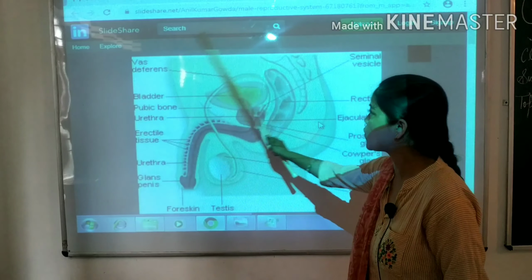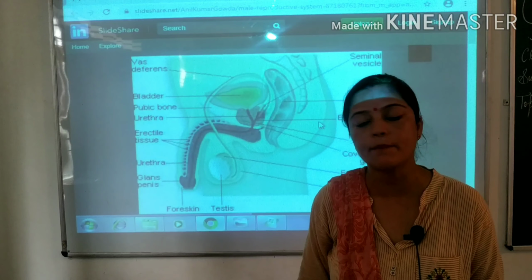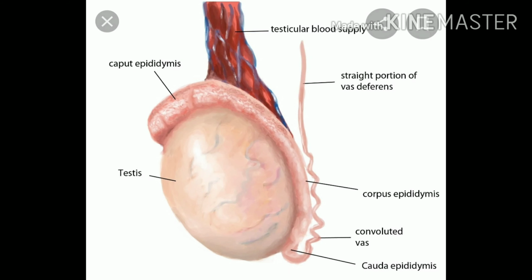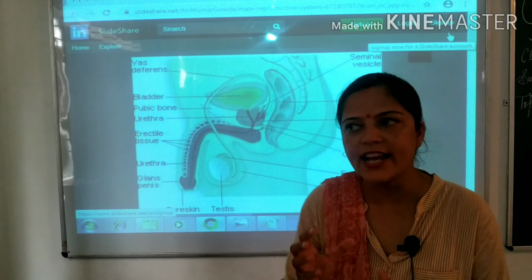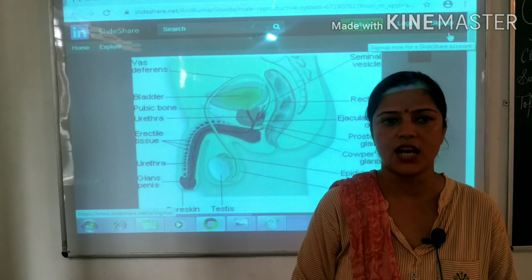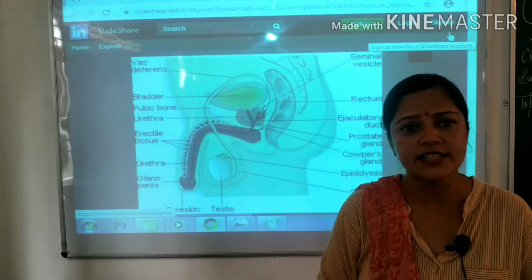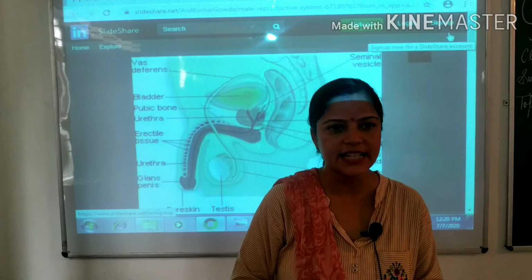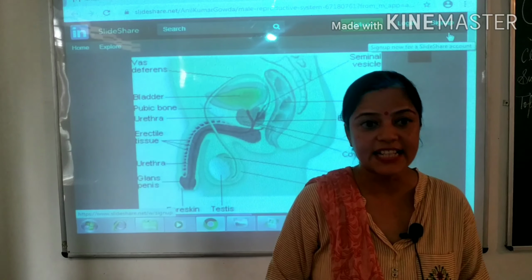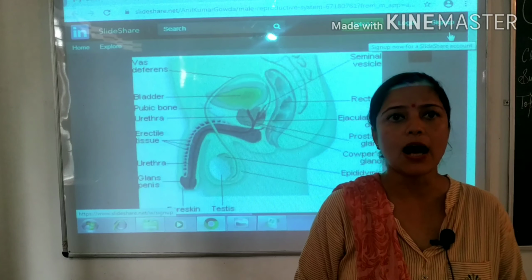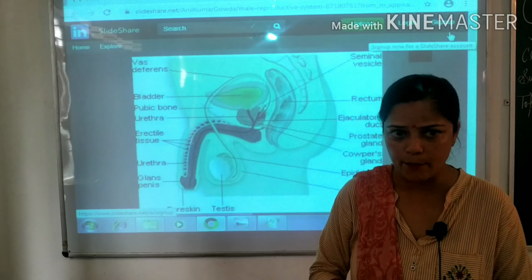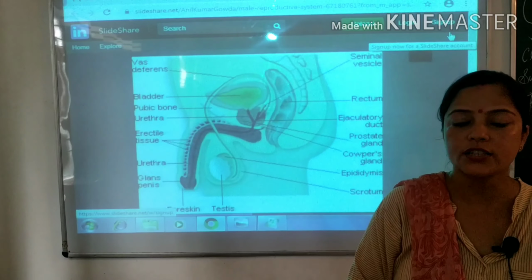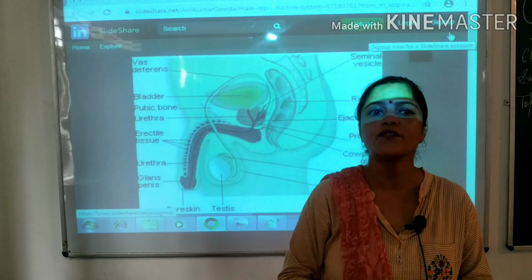Testis. This is the male reproductive system in humans, and the male has a pair of testes. These are oval in shape. They lie in a small sac called the scrotum outside the abdominal cavity. This position of the testis keeps the temperature about 2 to 3 degrees centigrade lower than the body temperature. This temperature is most suitable for the production and development of sperms.